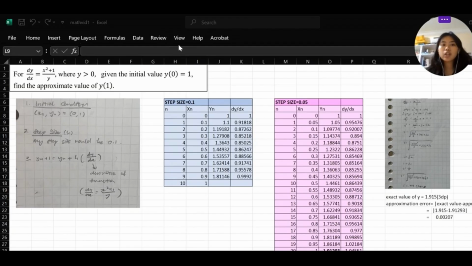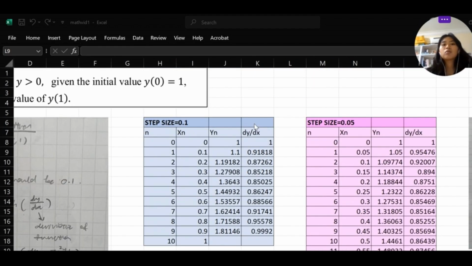We are given the initial values here. So this means that when x equals 0, y equals 1. The step sizes that I've chosen were 0.1 and 0.05 because I wanted to show that with a smaller step size, the more accurate the value of y will be to the exact value of y, which we will derive later on. Thirdly, we have to remember Euler's formula, which is y_{n+1} equals y_n plus the step size times the derivative, which they have provided over here, (x squared plus 1) over y.